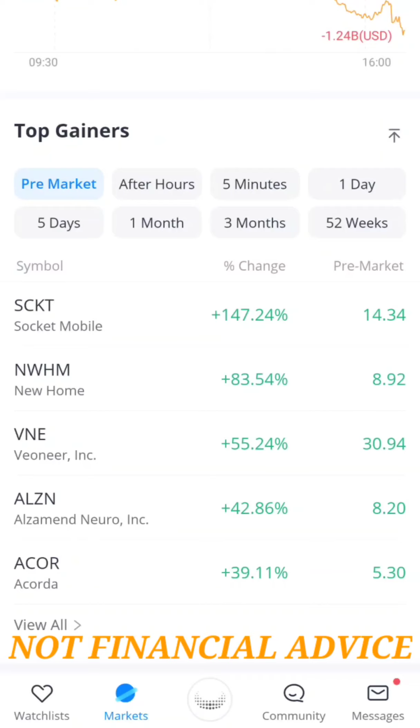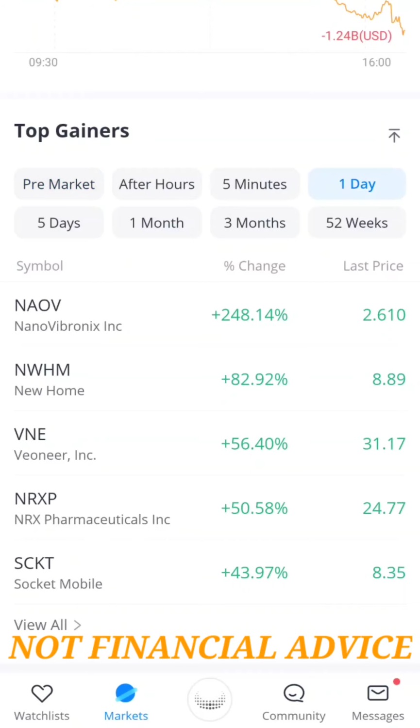Once the actual trading day has opened, by going to the 1 day, it'll show you the stocks that are up the most for the day. Then you have 5 days, 1 month, 3 months, 52 weeks if you want to see stocks that are more long-term holds that you may want to be interested in being involved with. But just simply from a perspective of momentum, news, and most active, you want to look at pre-market, the 1 day, the after hours, and possibly the 5 minutes if you're trying to get in and out quickly.